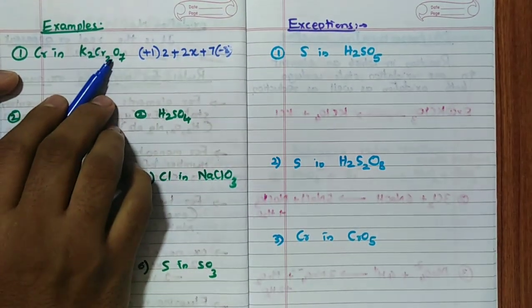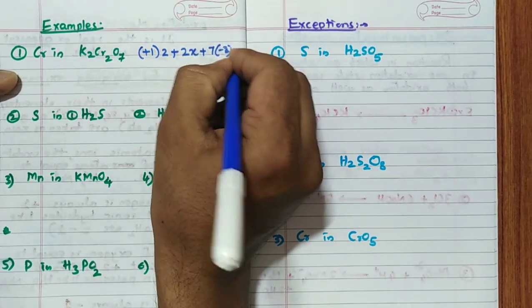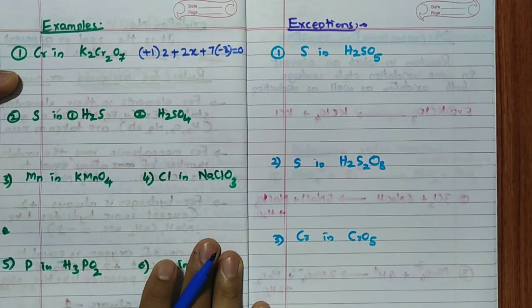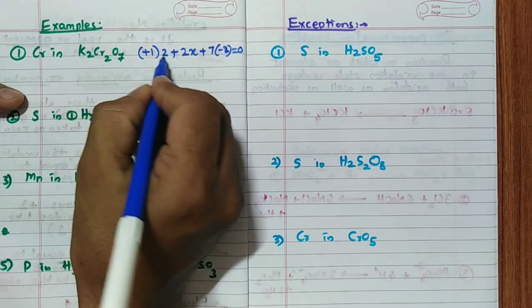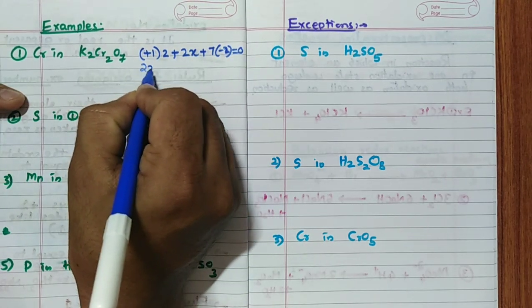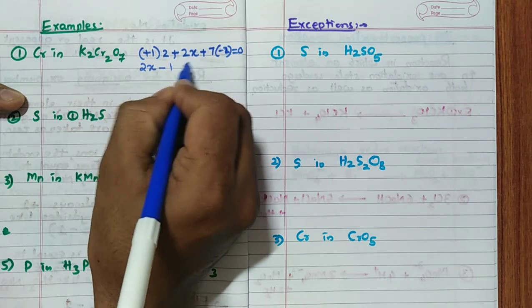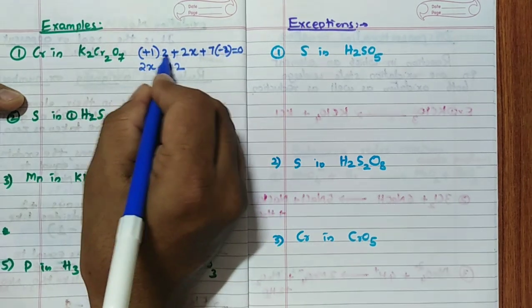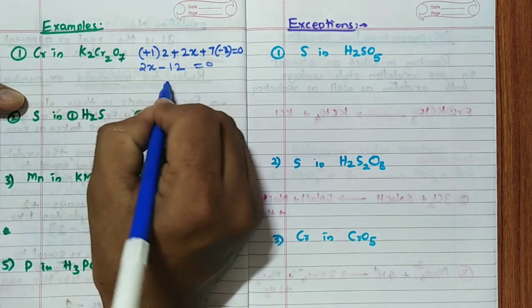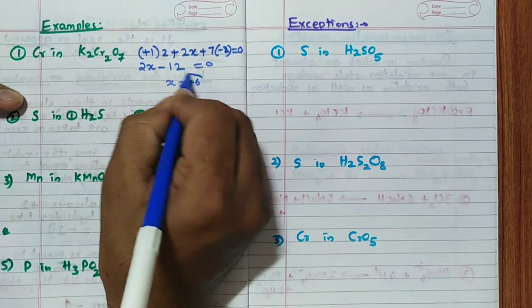Minus 2. Total charge on this molecule is 0. Now you solve this. So you are going to get 2 plus 2x minus 14 equal to 0, so 2x minus 12 equal to 0. So x is equal to plus 6.